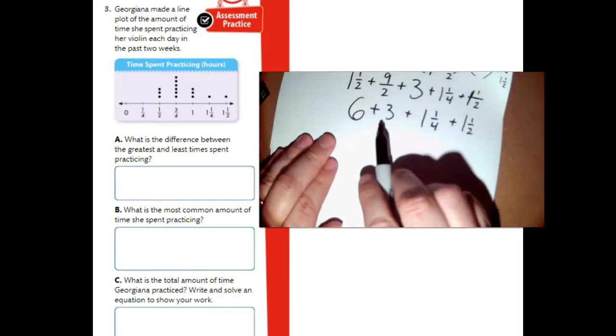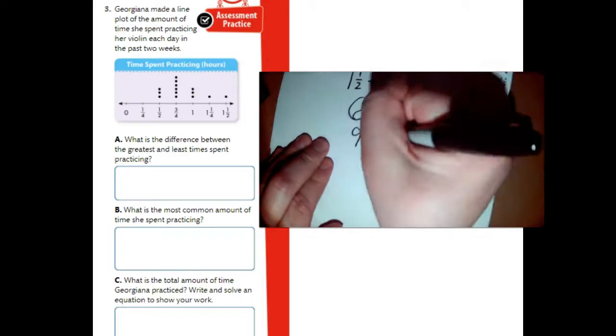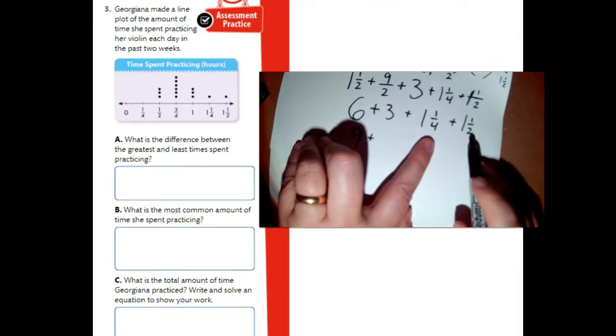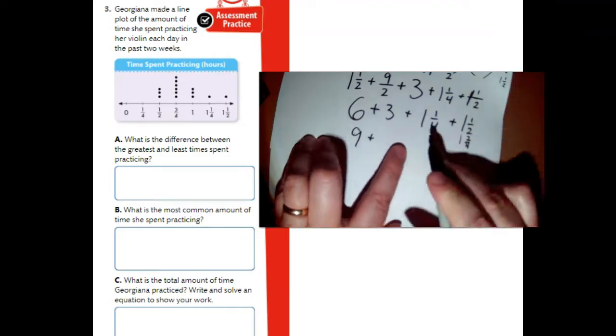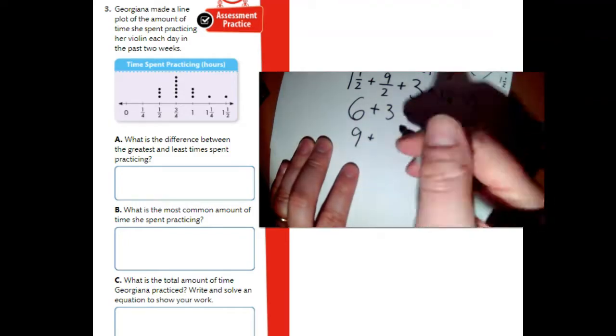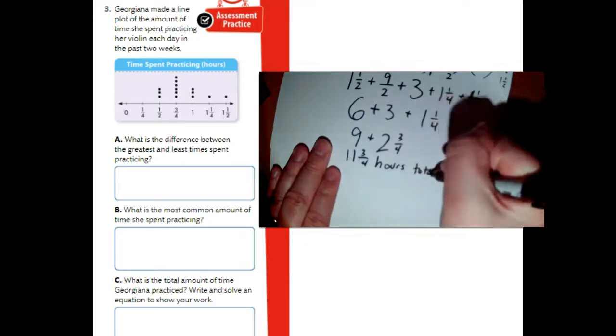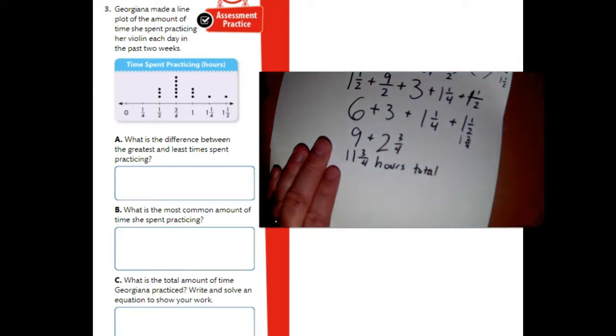6 plus 3 is 9, right? 9 plus 1 1/4 plus 1 1/2. If I get common denominators, I can add them together. The common denominator would be 4, so I can think of this as 1 2/4, right? That would be 2 3/4. And then I can add 9 plus 2, which is 11 3/4. So she's practicing for 11 3/4 hours total. Guys, that's kind of a lot of time invested into that, but overall not a very difficult problem. It's just a matter of adding them together.